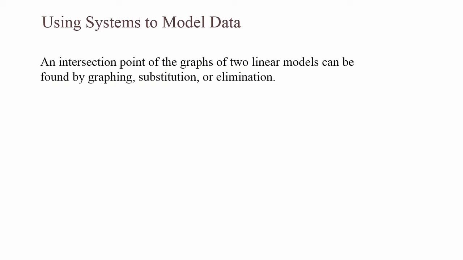Using systems to model data. An intersection point of the graph of two linear models can be found by graphing, substitution, or elimination.